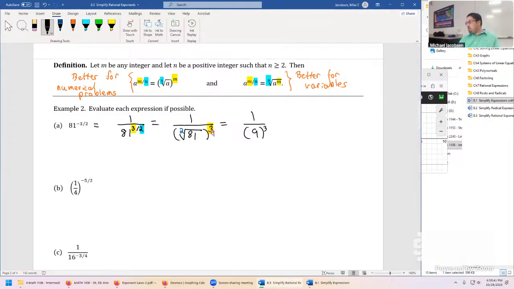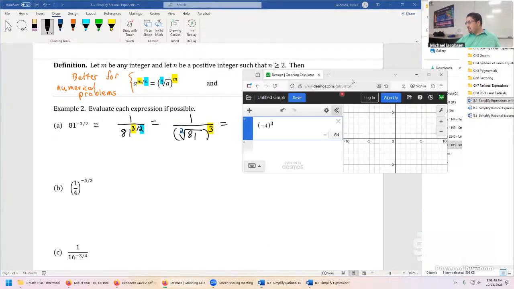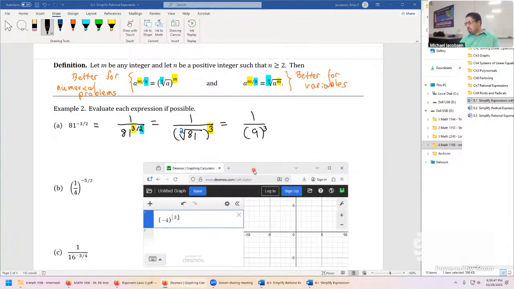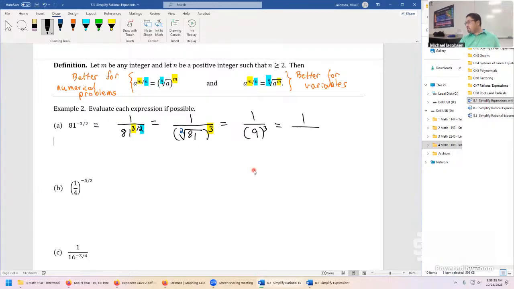Copy in the outer exponent of 3. I don't know 9 to the power 3, so we go to the calculator. 9 to the power 3 is 729. So the whole answer is 1 over 729. So that's the process. We just break these down into what roots you're taking, cube the result that you get thereafter. Any questions, folks, on getting through part A?